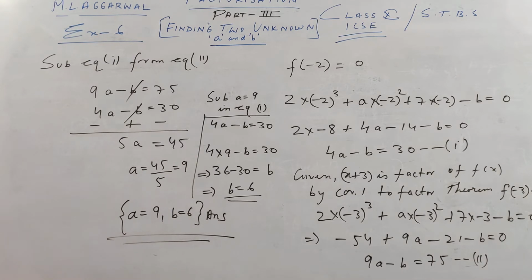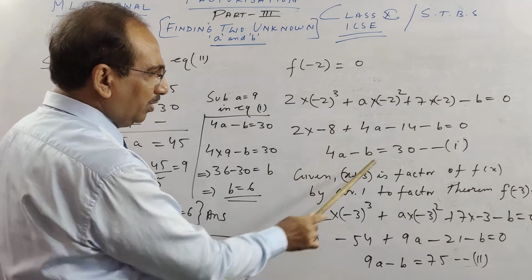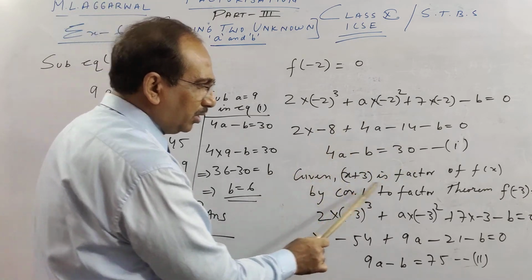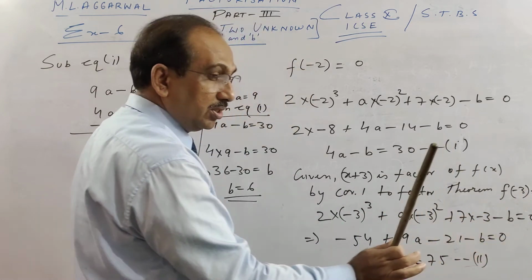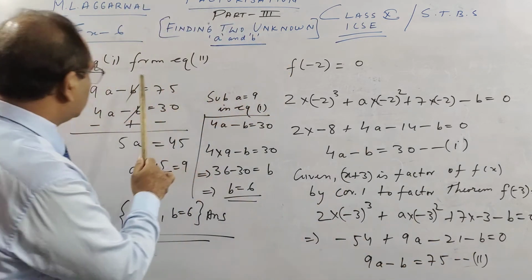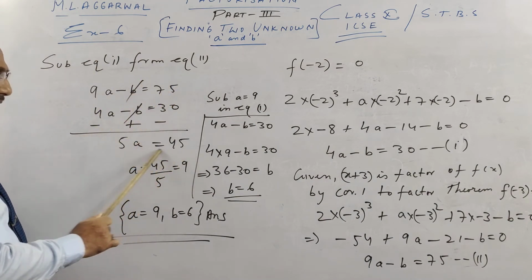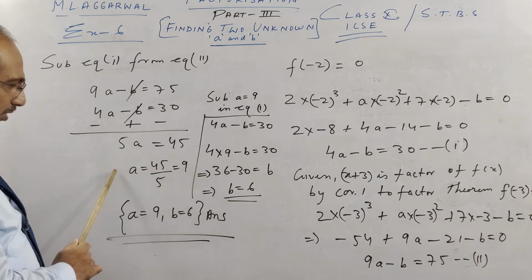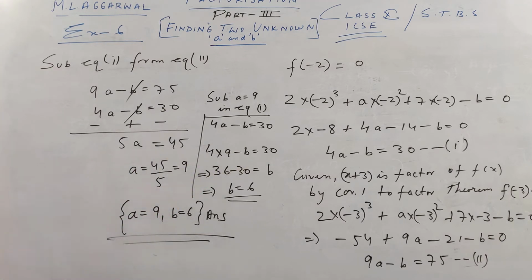So once more, just to recapitulate, everything is here. F of 2 you put equal to 0, you will get one equation in 2 unknowns. Since x plus 3 is a factor, you put f of minus 3 wherever x is there and put it equal to 0. We make the equation, so we get the second equation. These two we solve simultaneously by elimination. 1 we subtract from 2, so it becomes a simple equation. And then from one variable we get one value, and we get the other value. Okay, so pause the video and copy, then we move on to question 20 part 1.